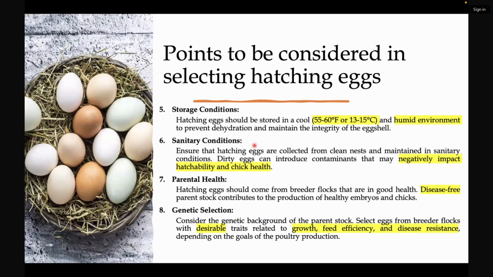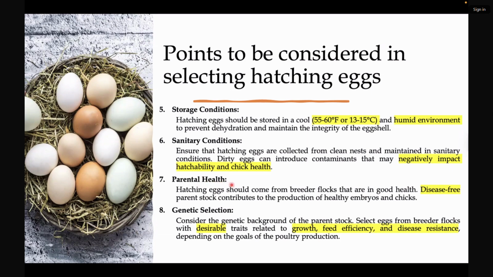Those pores usually do not support the entrance of pathogens. But if our egg is a soiled egg, that means it has a lot of dirt around it, then there is a greater chance of the inner contents being contaminated as well. So that is why we have to maintain the sanitary conditions. We have to clean the eggs before storing.